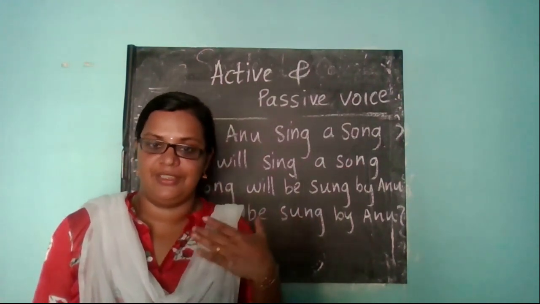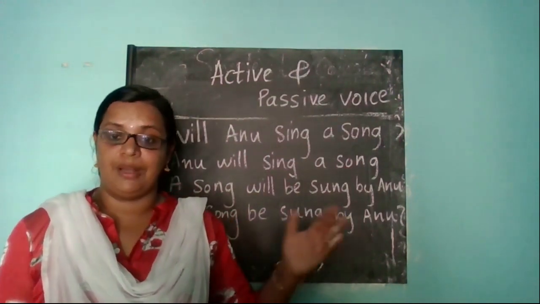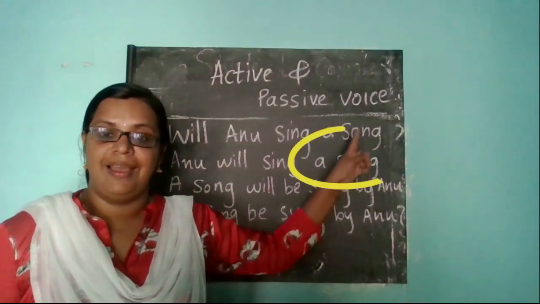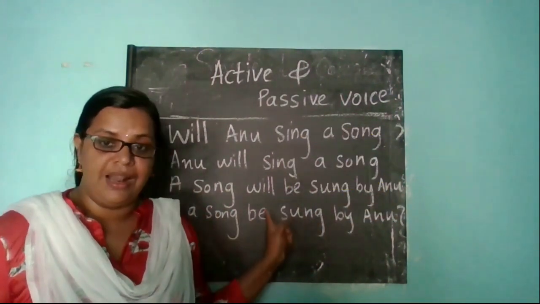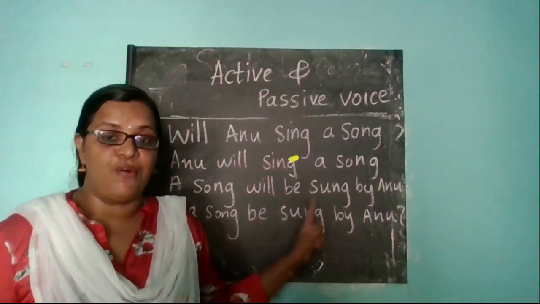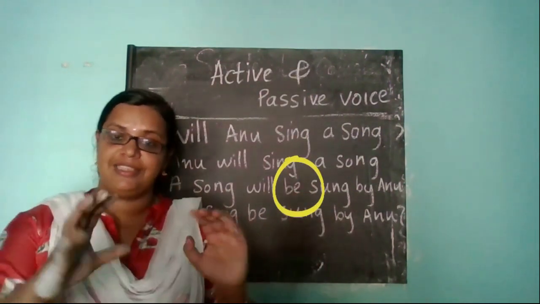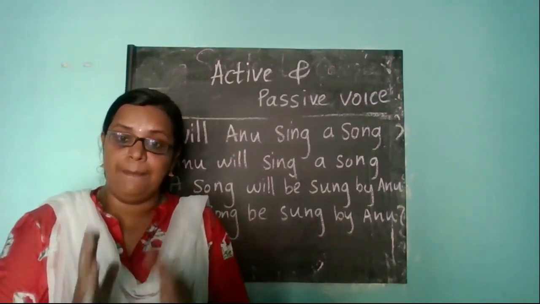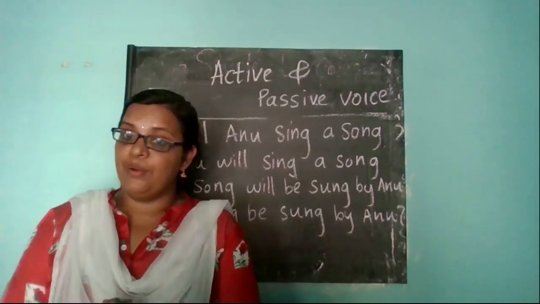Then normal procedures you can follow. Pick out the object, which is the object, a song. A song will be. Don't forget to write that keyword in future tense. A song will be sung by Anu.